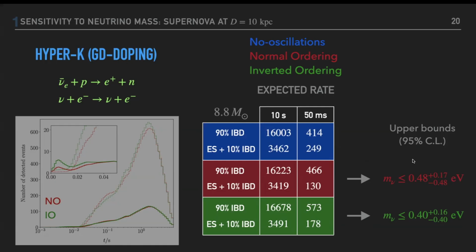This is the reason why we do not have a strong separation between these two orderings. But you can see that the statistics coming from the elastic scattering channel, which is the one that leaves the imprint of the neutronization peak, is of course negligible compared to the inverse beta decay case. But the presence of this statistic allows us to get an improved bound compared to just considering inverse beta decay interactions, because again we have access to the peak, to the electronic peak component.